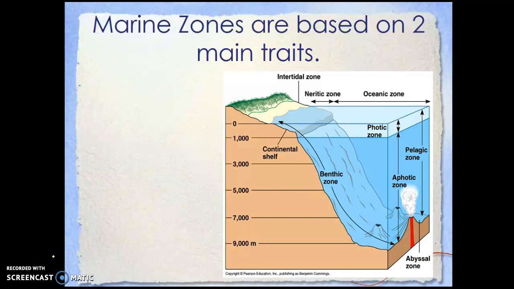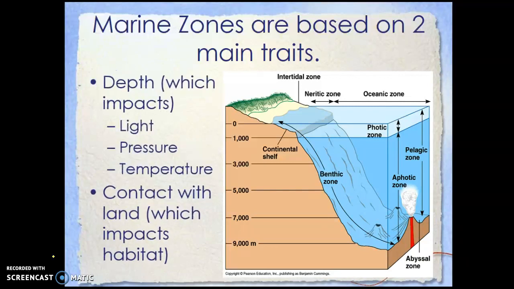So we're going to talk about different zones, and these zones are based on two main traits: how deep they are, which is going to affect how cold it is, how much pressure and how much light can penetrate, and contact with the land. And when you look at depth, something really important is the lower you go, the less light you're going to have.